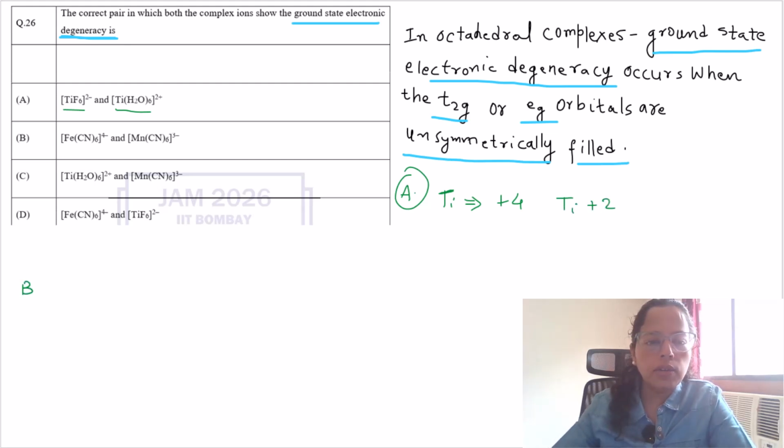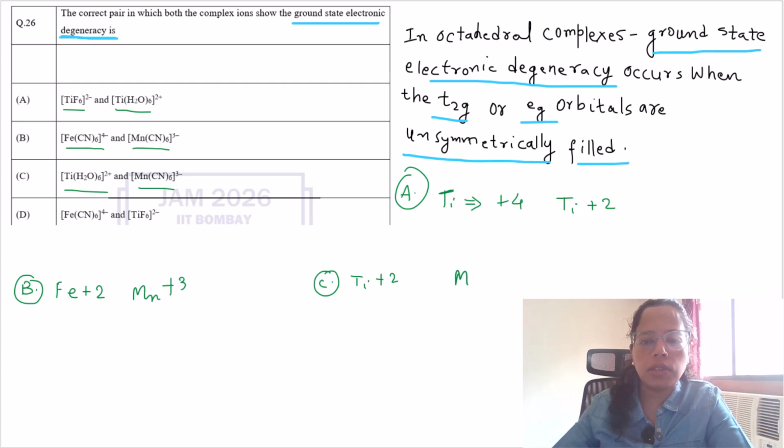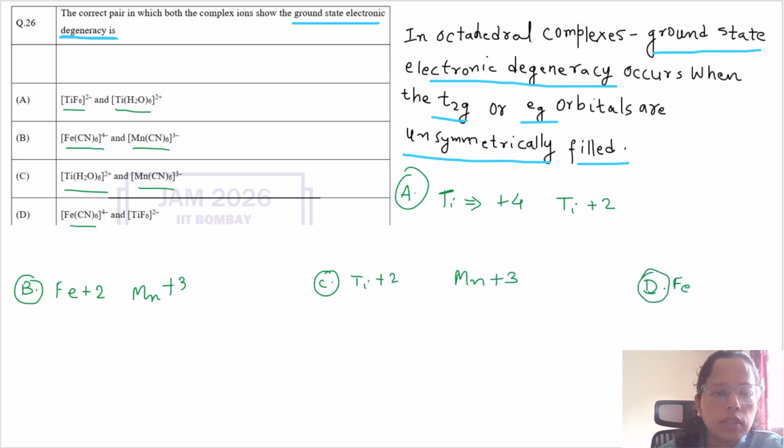Then in option B, we have Fe(CN)6 4-. So iron is in the +2 oxidation state. And Mn(CN)6 3-, manganese is in the +3 oxidation state in option B. Then option C: we have titanium again in the +2 oxidation state and manganese again in the +3 oxidation state. Then in option D, we have iron in the +2 oxidation state and titanium in TiF6 2- in the +4 oxidation state.